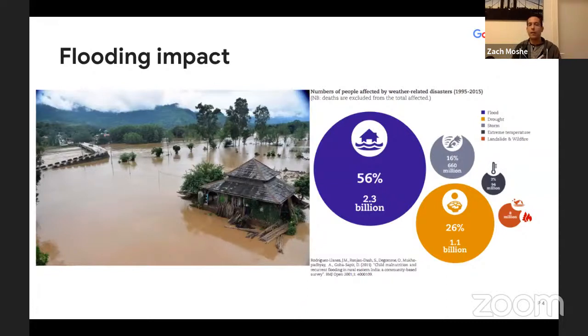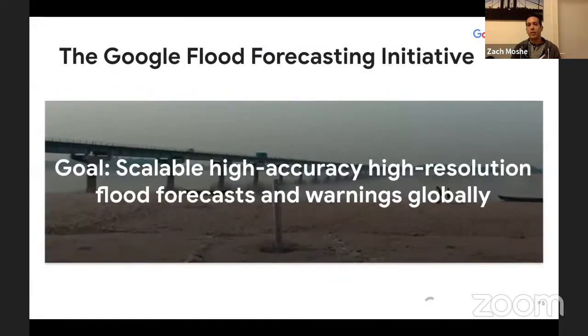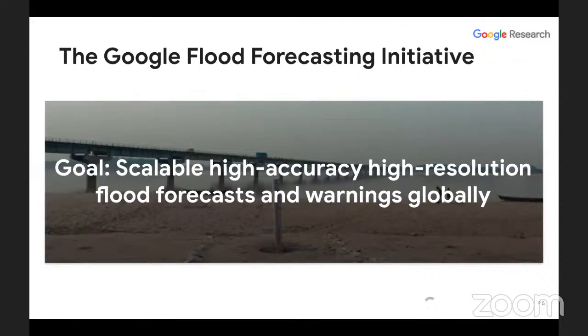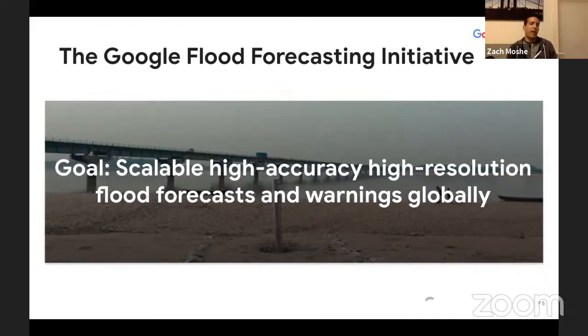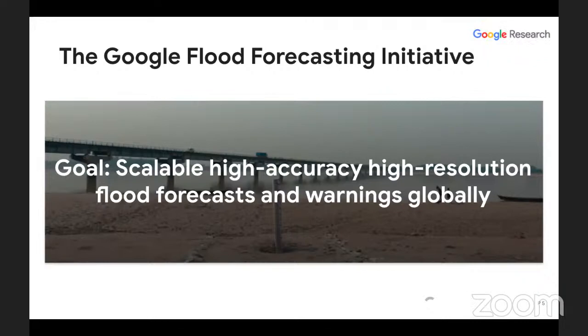And unfortunately, in developing countries, there are no real reliable alerting systems for floods. So what we did is we started around 2.5 years ago, I believe, maybe 3, the Flood Forecasting Initiative. Our goal is to basically provide what's called scalable, high accuracy, high resolution forecasts and warnings globally, flood forecasts and warnings. Okay, we currently do not deal with other disasters, although we have some research directions in that direction as well.